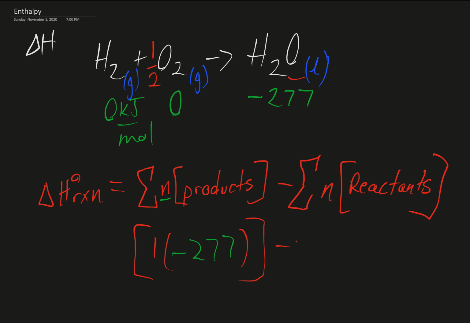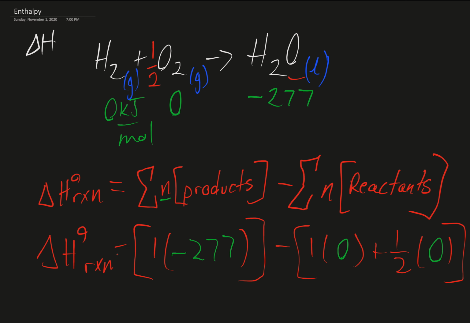But then we subtract it by the sum of those in the reactants. We see that we're going to have 1 times the 1 mole of hydrogen plus half a mole of the heat of formation of oxygen, right? And in this case, the heat of formation for both of them, since they're in their natural state, is going to be 0. And so here we basically have that the standard heat of the reaction is going to equal negative 277 minus 0 practically. So it's just going to equal this negative 277, right?